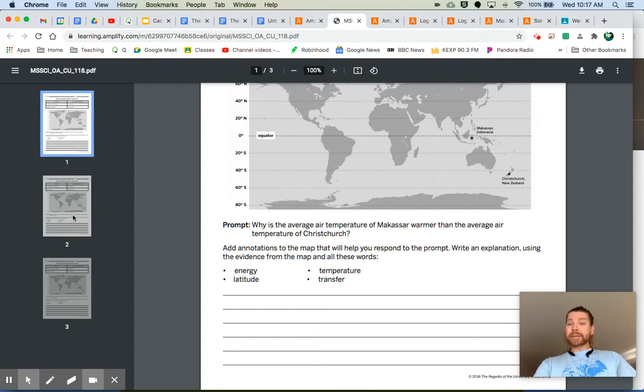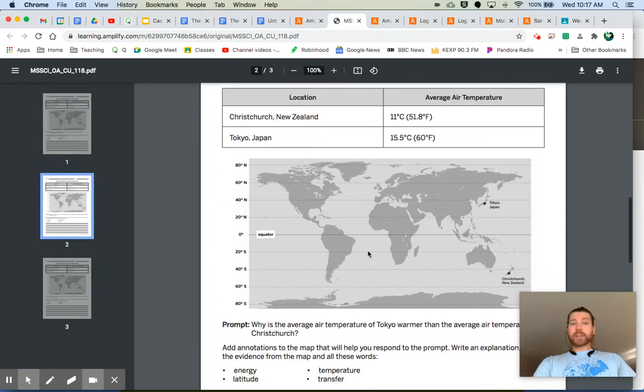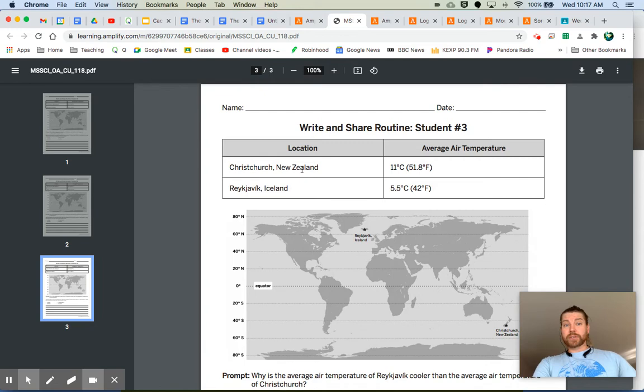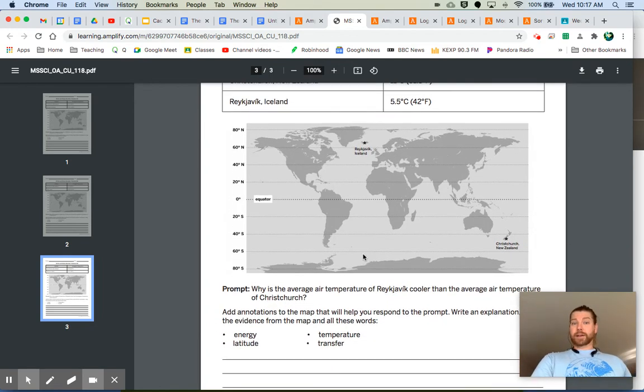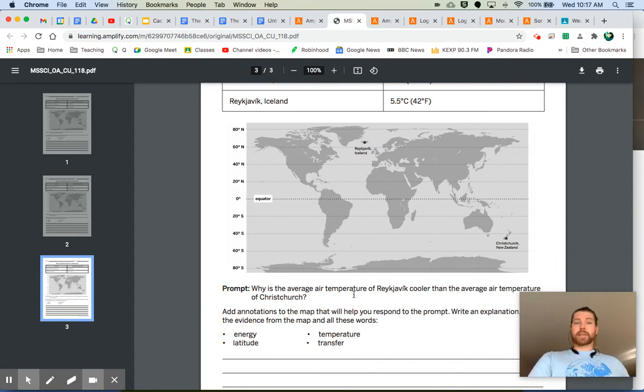Now, there's 3 different sheets here. Take a look at each one of them. This one is Christchurch, New Zealand and Tokyo. And this final one is Christchurch, New Zealand and Reykjavik, Iceland. And it's asking questions about each one. So this one's actually asking, why is Reykjavik cooler than the average temperature of Christchurch? And again, trying to use these terms, trying to explain it, think about latitude, think about energy from the sun. Go ahead and take a look at all 3 of those, see if you can explain it, and then come on back to me.